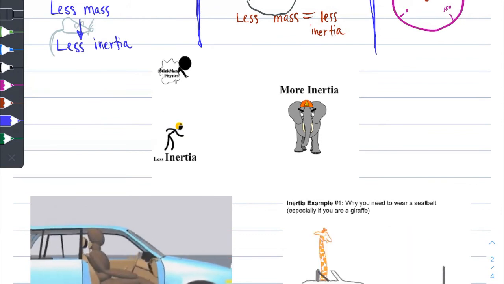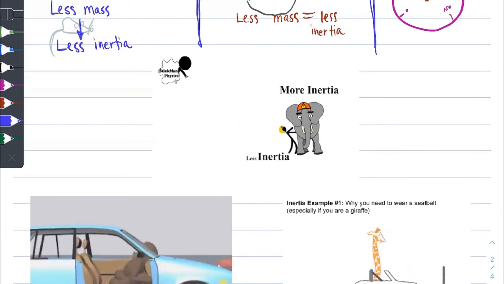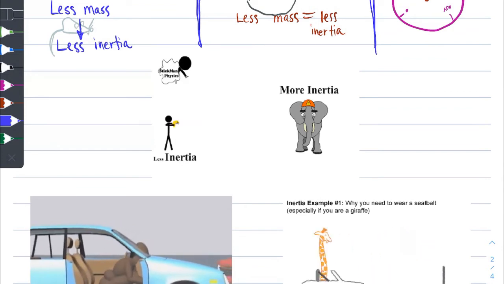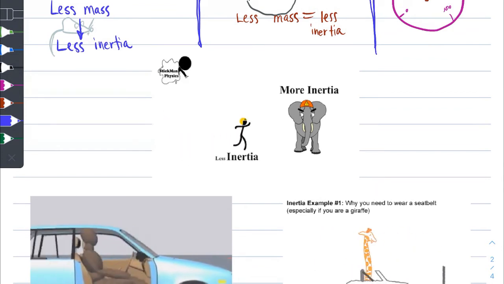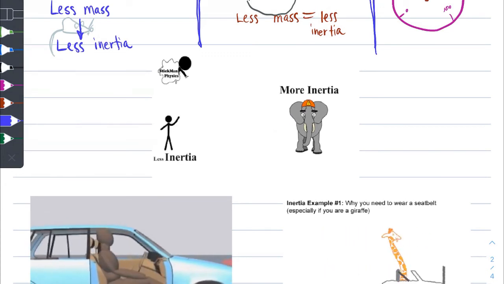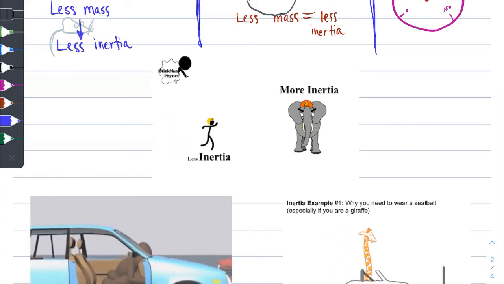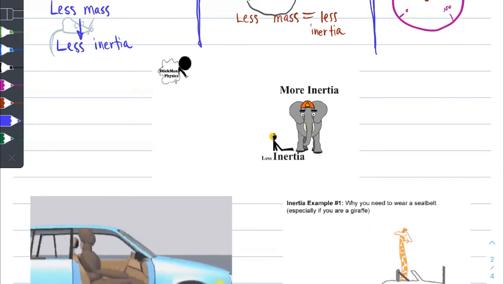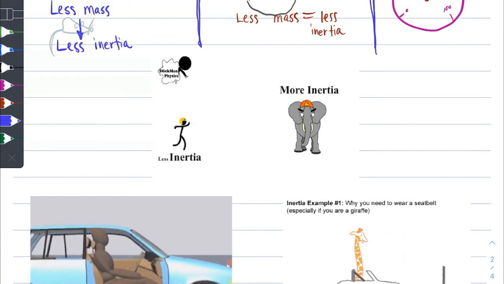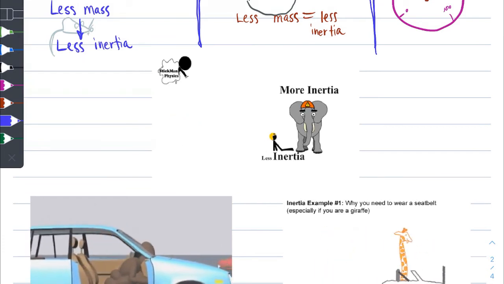Now, inertia is also the reason why you should wear your seatbelt. Because if you're not connected to the car, remember, an object in motion will remain in motion. So if you're sitting there with the car and the car's pushing you forward, but then the car stops, your body won't stop because you're not connected to the car. So you will remain in motion, and you will go ahead and take a mouthful of the dashboard if you don't have a seatbelt on.